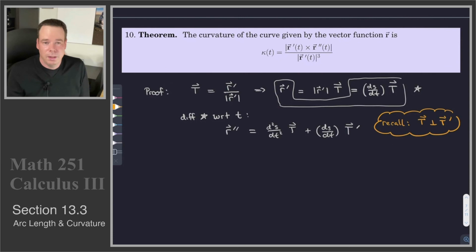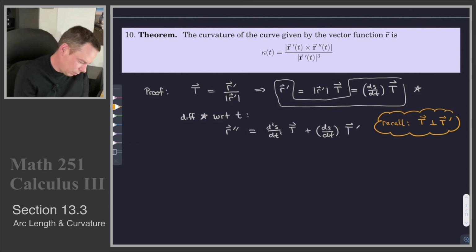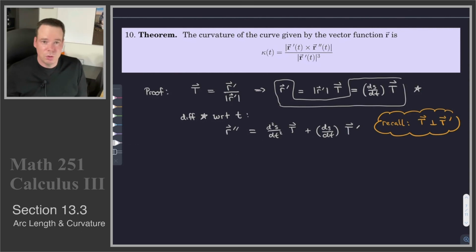T is a vector function of constant length. It's always of length 1. And so when you differentiate it, you must get a vector that's perpendicular to itself, and that's T prime. So these two vectors are perpendicular. So what that means is I've decomposed r double prime into two vectors, one in one direction and one in a perpendicular direction. So kind of like this, a horizontal and a vertical direction, T and T prime.